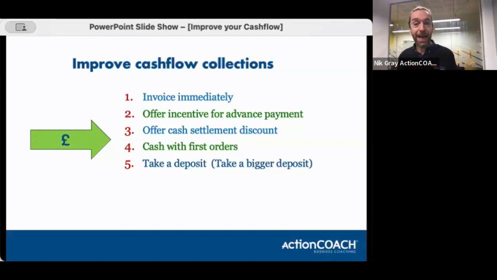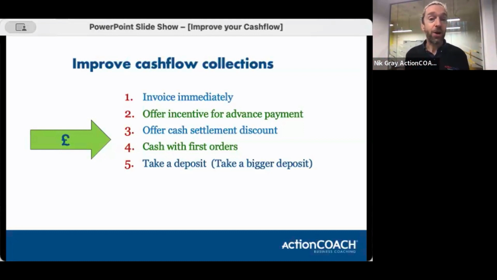Offer a cash settlement discount. So similar to the advance payment, customers with cash in the bank, interest rates have gone up more recently, but they're still earning very little in the bank. If you can offer them a 1% discount on settling immediately, 1% worked out as an APR could be as high as 12% on an annual percentage rate. So that might be really attractive to a lot of businesses if they're cash rich.